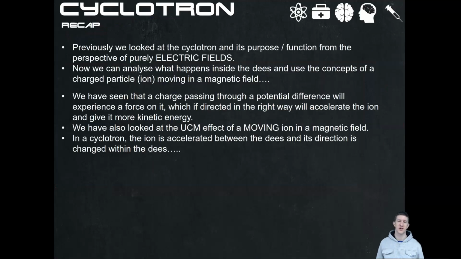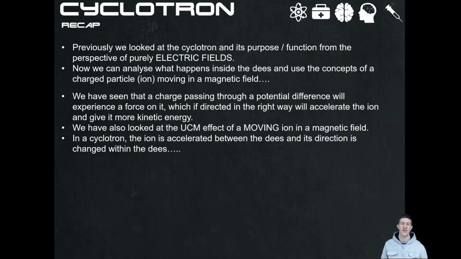Previously we looked at the cyclotron and its purpose and function from the perspective purely of the electric fields. We talked about creating potential, which then generates an electric field, and that accelerates a particle between the two Ds. Now we can actually analyze what happens inside these Ds and use the concepts of charged particles or ions moving in a magnetic field. We've seen that a charge passing through that potential difference will have a force, and if we direct that in the right way, which is why we have this alternating potential, it's constantly accelerated every time it jumps across the D, and this increases its kinetic energy.